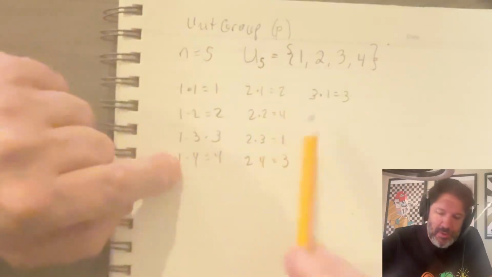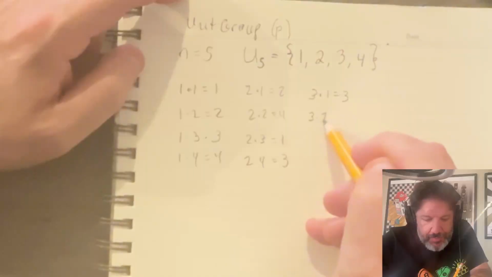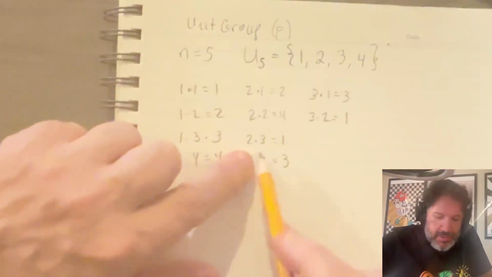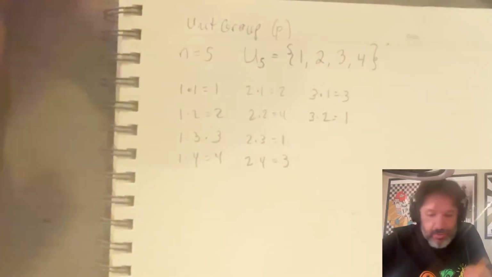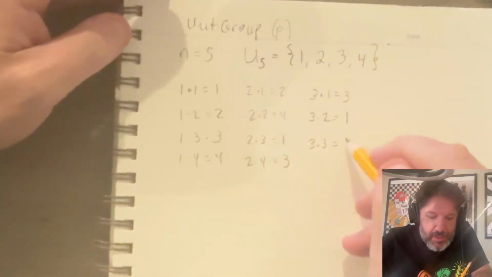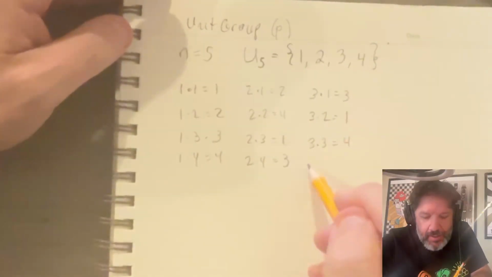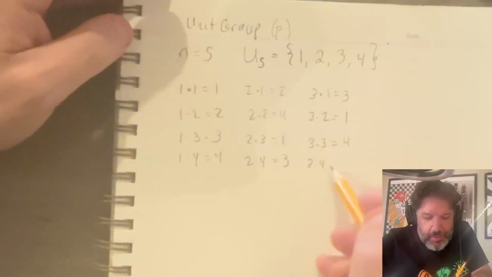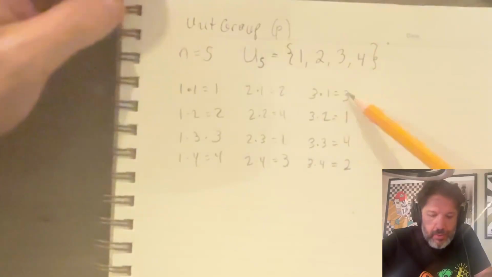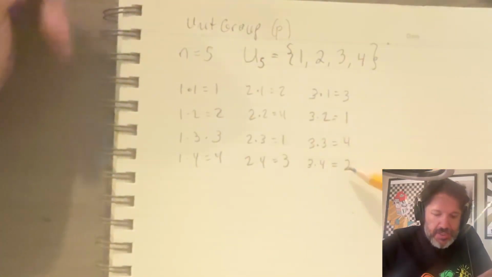So far, for 1 and 3, they look right. Okay, so 3 times 2 is 6 mod 5, which is 1. And guess what? That's the same as 2 times 3. So maybe this is an abelian group. We may find that out. 3 times 3 is 4. Okay, make sure you guys are clear about that. And 3 times 4 is 2. We did it again. We created all the members of the group and every result of multiplications in the group.